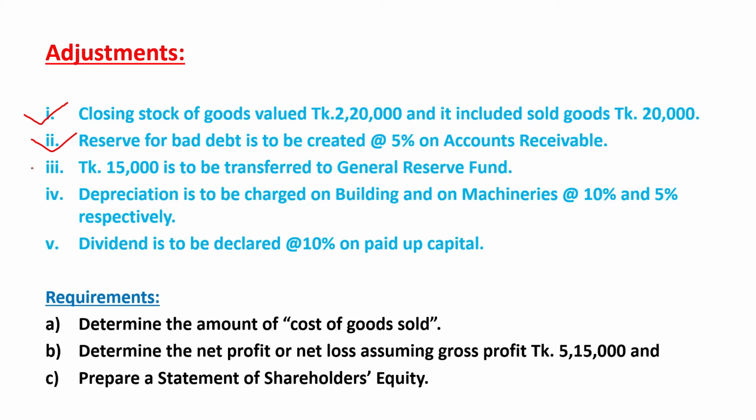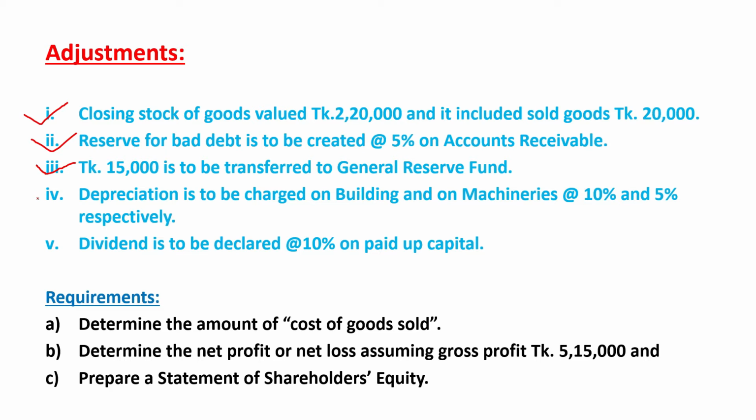Okay, dear students. Now taka 15,000 is to be transferred to general reserve fund. My dear students, this type of expenses is called irregular expenses. We know that expenses which depend on net profit or loss are called irregular expenses. So it will be shown in retained earnings statement under profit appropriations, and second time it will be added to general reserve fund in the statement of financial position under reserve and surpluses.